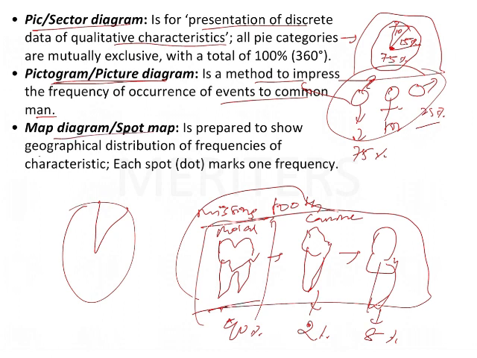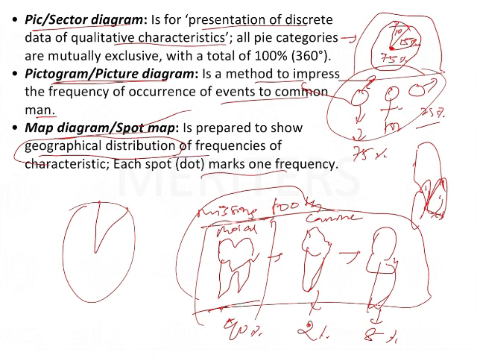Map diagram: anything geographical, like South India, North India. They will draw the Indian map and represent Tamil Nadu, for example, as the wealthiest state, and Kerala, for example, as the second wealthiest state. Like that, they will show something. Map or spot map is used for the geographical distribution of frequency; then it is called a map diagram or spot map. These are the different types of representations.